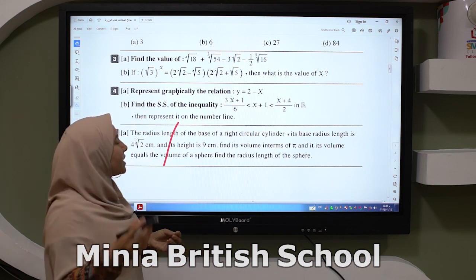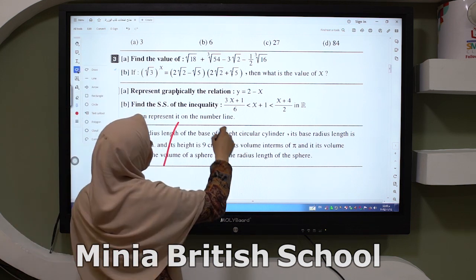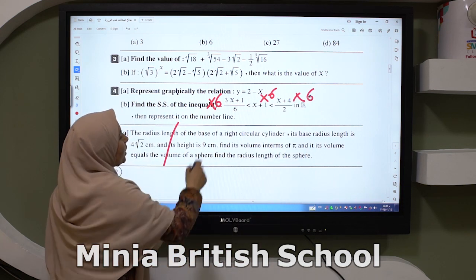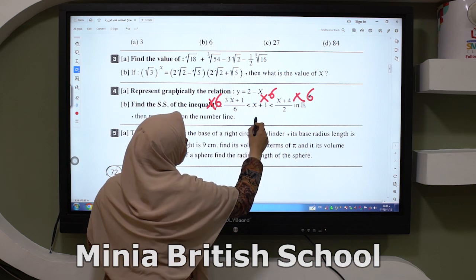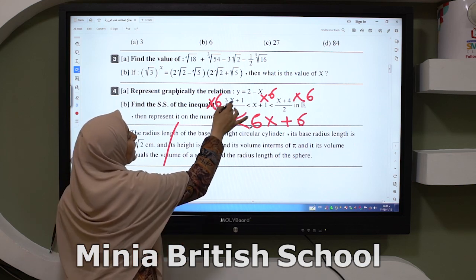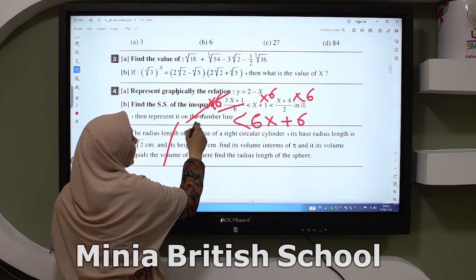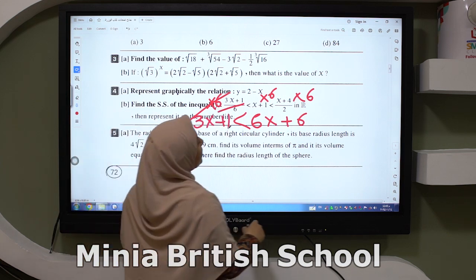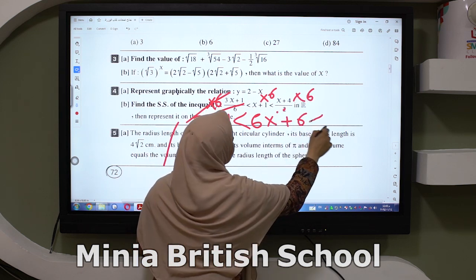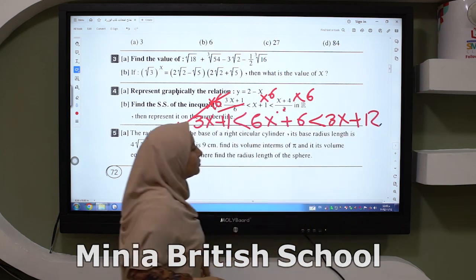To cancel the fractions, multiply by 6 on all sides. Here I have 6 times x, 6x plus x greater than 3x plus 1 divided by 6 times 6, cancel 6 with 6, I have 3x plus 1. But here 6 divided by half equals 3, then 3 times x, 3x plus 3 times 4 equals 12.